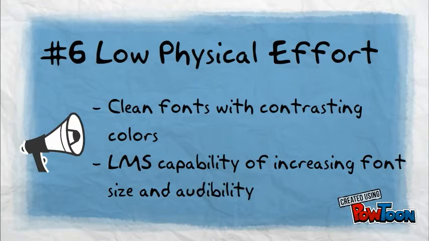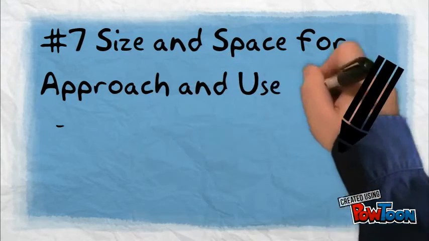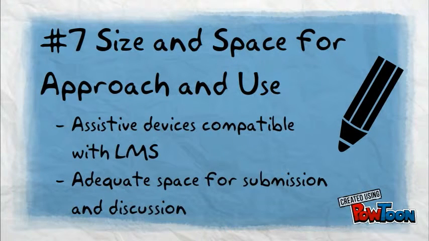The seventh principle is size and space for approach and use. You want to make sure that the device the students have available to them will work with the LMS platform the school is using, as well as make sure that any assistive devices that students may need to use are compatible with the LMS.